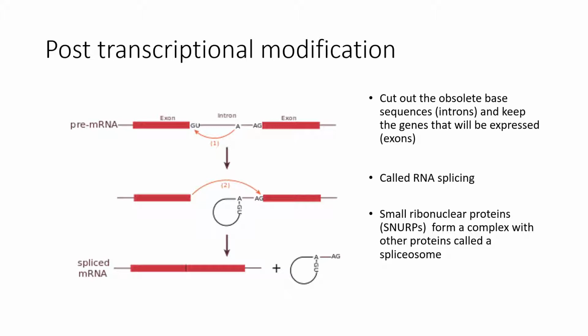So first, what we're going to do is cut out the obsolete base sequences, which we call introns, and we're going to keep the sequences that will be expressed. These are called exons. So when we're cutting out the introns, this is what we call RNA splicing. It's done with the help of small nuclear ribonucleoproteins, or snRNPs, that form a spliceosome with other proteins. And so the spliceosome is going to take part in this RNA splicing to remove the introns, or obsolete sequences.